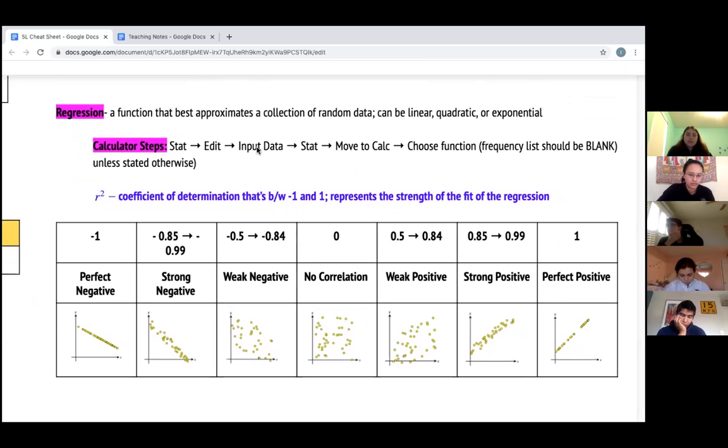So these are the calculator steps to seeing a regression, just in case you guys forget when you go to practice. So you would press the stat button and then edit. Then you would input the data, whatever the set of data that they give you is. And then you'd press stat, and then you would move to calc, and then you would choose the function, whether that be linear, quadratic, or exponential. And the R is the coefficient that determines the regression. It's between -1 and 1. That's what represents the strength of the regression.